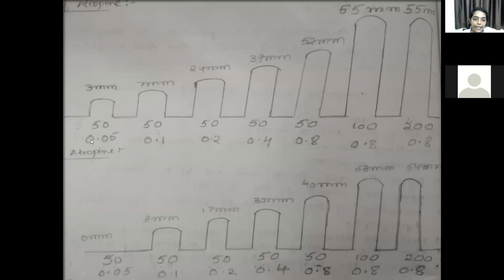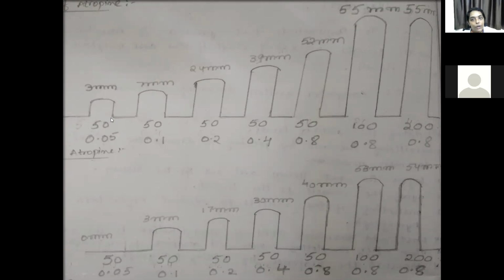See, you are taking 0.05 ml of ACH. You are taking it from a stock solution which has 50 microgram per ml of ACH. So that is why 50 is written here. In that stock solution, you are taking only 0.05 ml. So for that ml, what is the response seen? 3 mm response is seen.